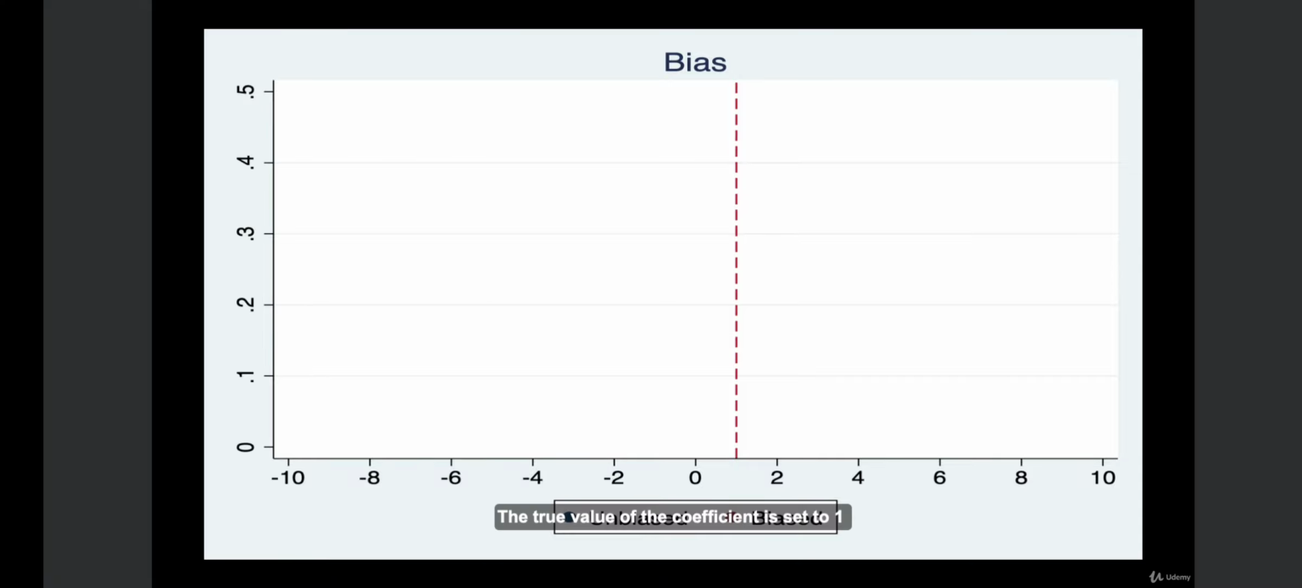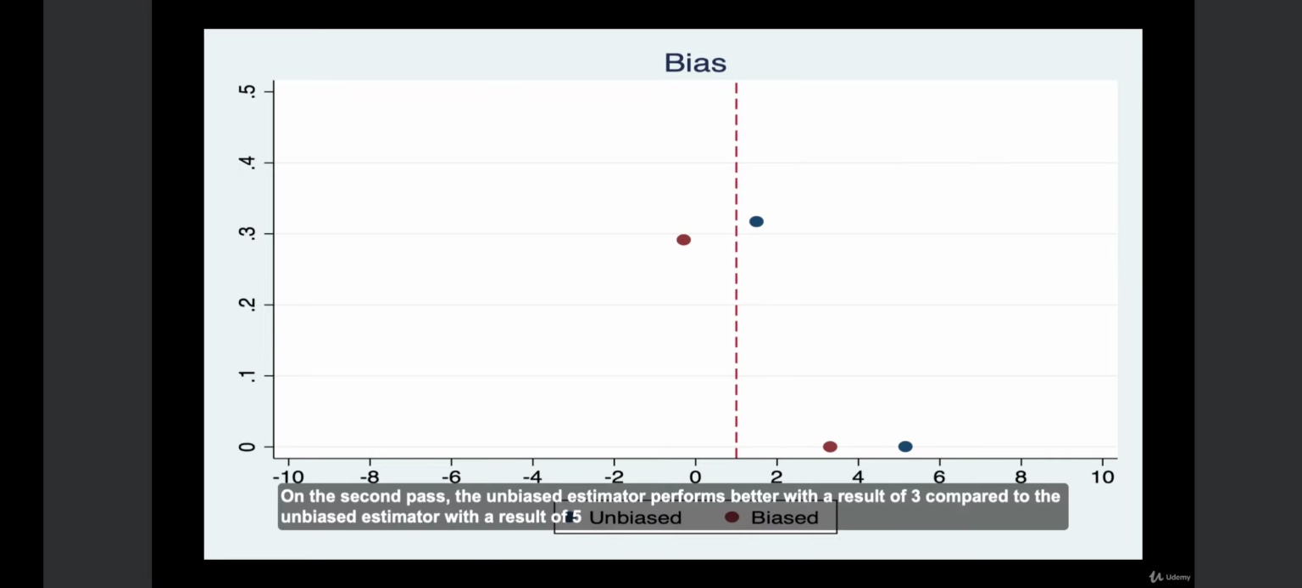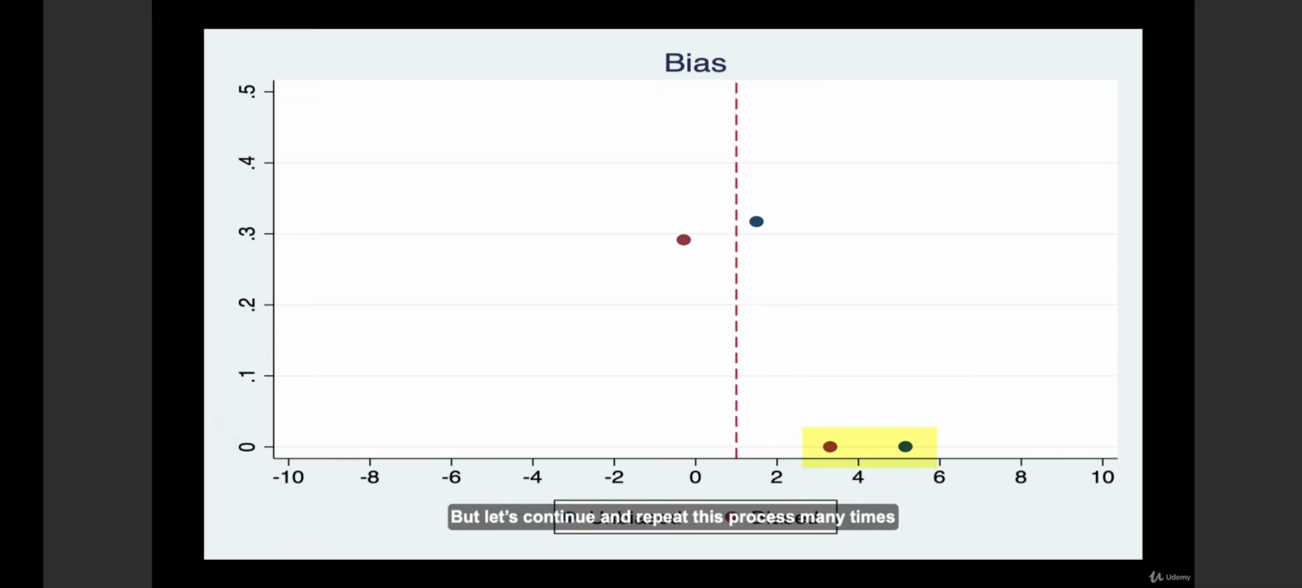The true value of this coefficient is set to 1, and this is denoted by the dotted red line. We'll use a biased and an unbiased estimator to estimate the same coefficient. The first pass produces an estimate of around 0 for the biased estimator and 1.5 for the unbiased estimator. Now let's do it again. On the second pass, the biased estimator performs better with a result of 3 compared to the unbiased estimator with a result of 5. But let's continue and repeat this process many times.